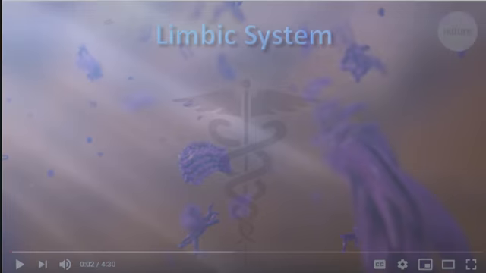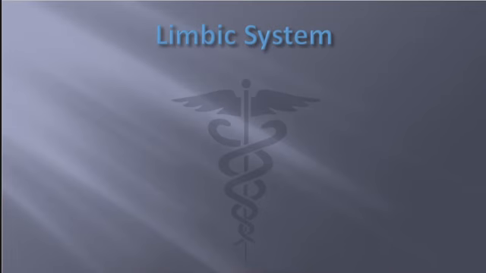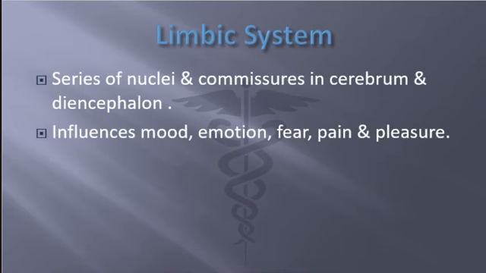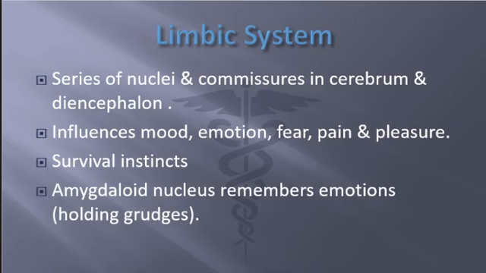Okay, so we're gonna move on. The next box says here protection of the brain, ventricular system of the brain. Cross that out and write down limbic system. These are nuclei and commissures in the cerebrum and the diencephalon. They influence mood, emotion, fear, pain, and pleasure. Our survival instinct is found here.